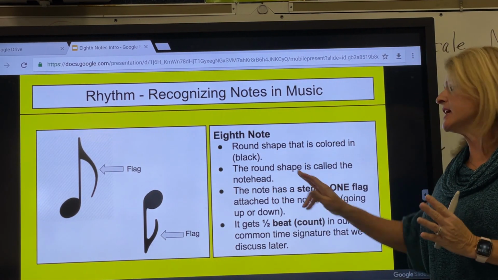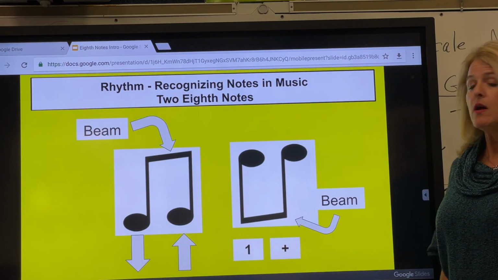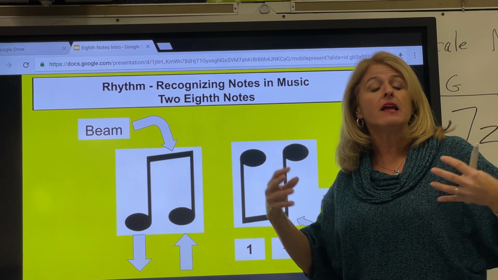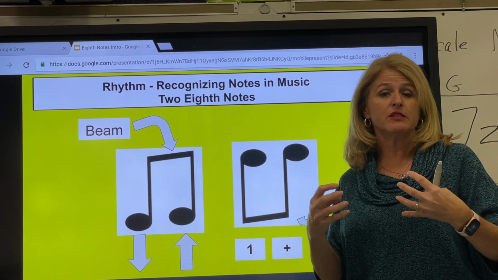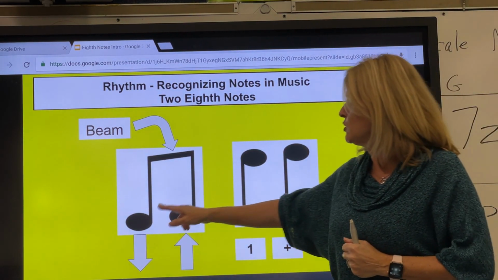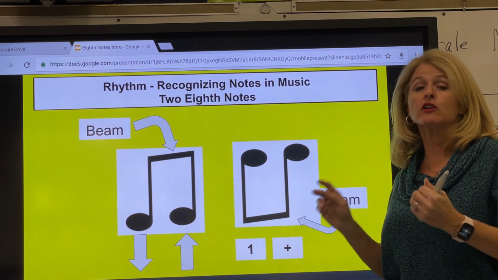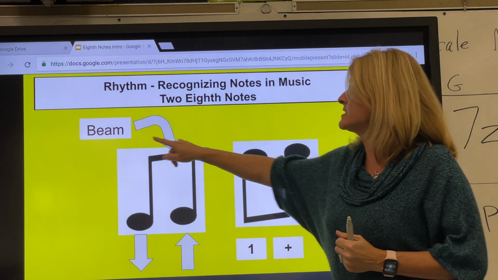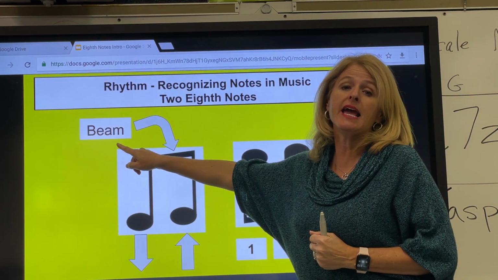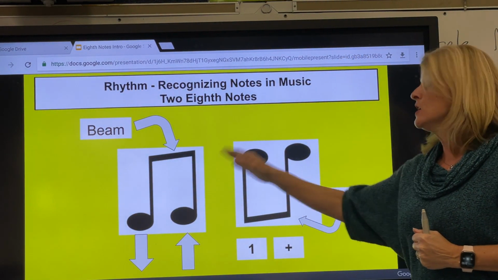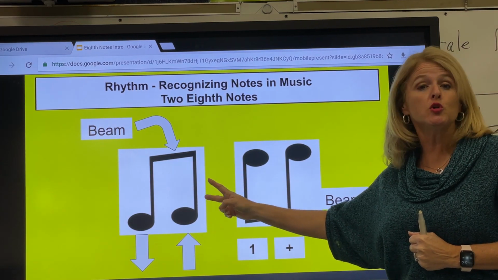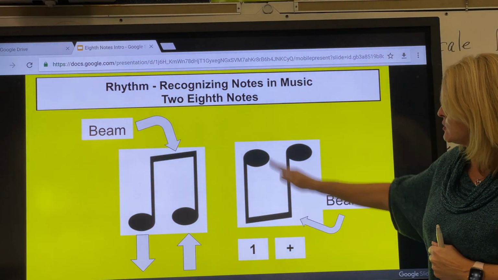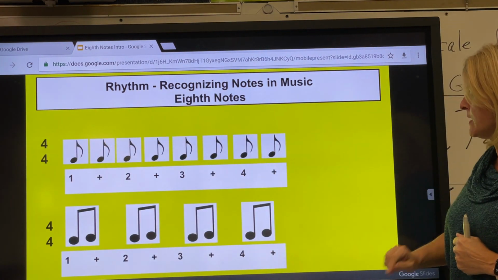So if we have several eighth notes, we can make it look cleaner when we're writing by pairing them together, joining them together. So when we have 2 notes joined together that are colored black inside and have a stem, and they're joined together by what's called a beam, B-E-A-M, we call this pairing of eighth notes, 2 eighth notes. They're paired together. And here, the stems are going down, where the stem was going up.